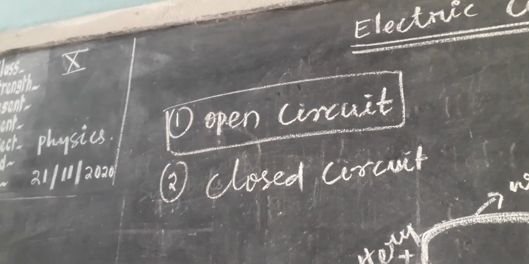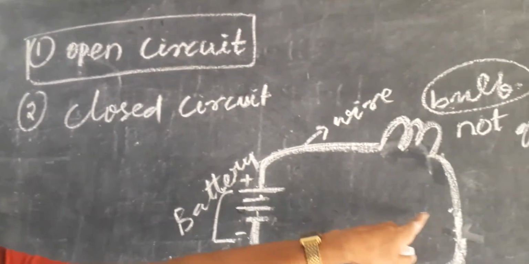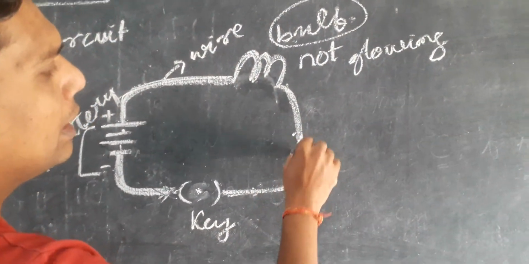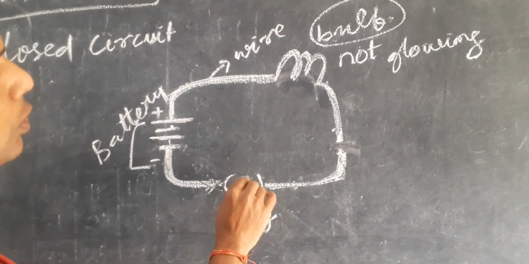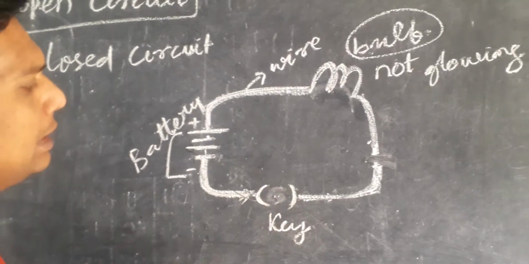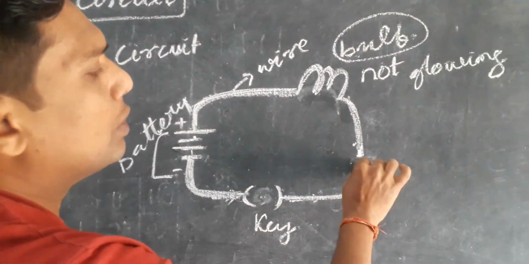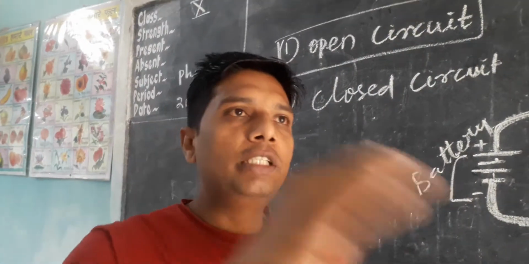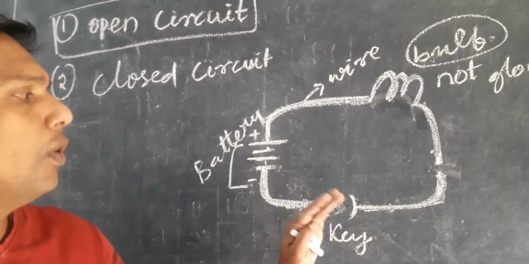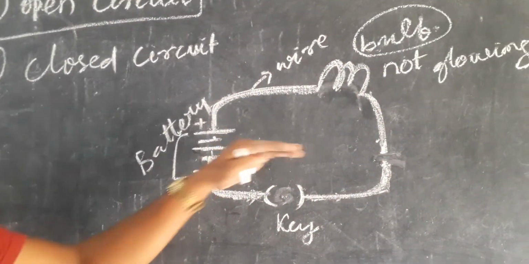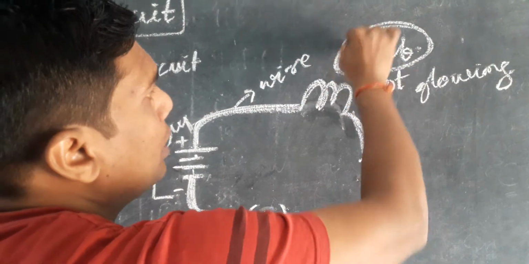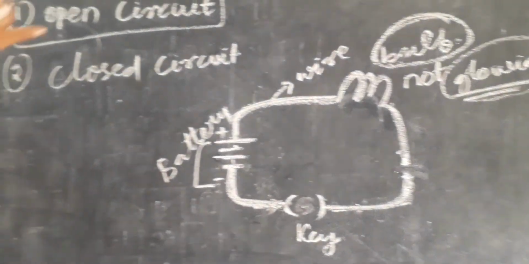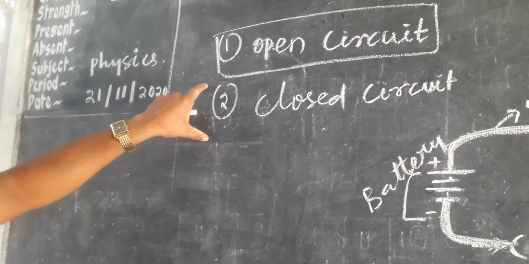Open circuit means this electric circuit may be broken at any point. Maybe at this point the circuit is broken, maybe this switch is not closed. That means the current is not flowing continuously because the circuit is broken. So the electric current is not able to flow continuously, and in this case the bulb is not going to glow. Clear? So this type of circuit is known as an open circuit.